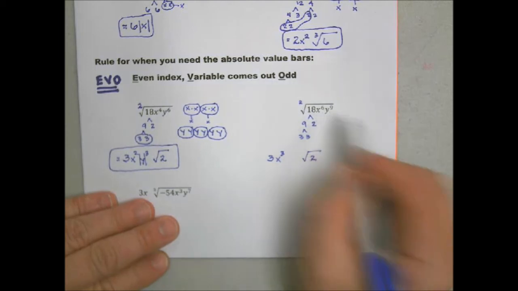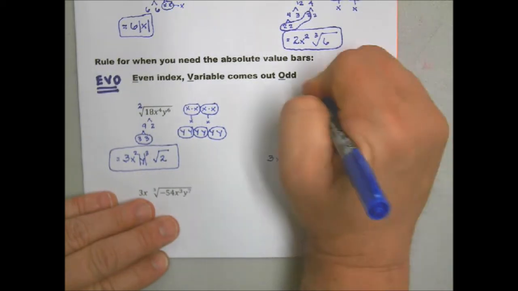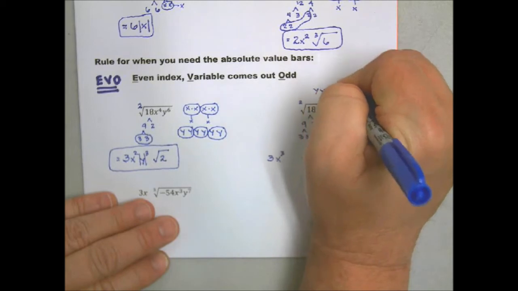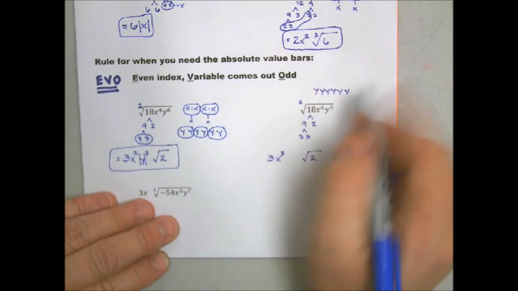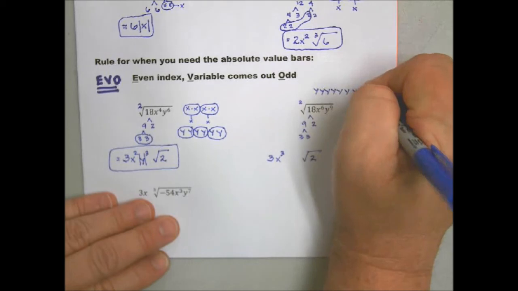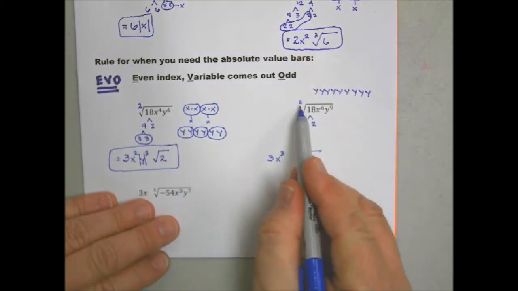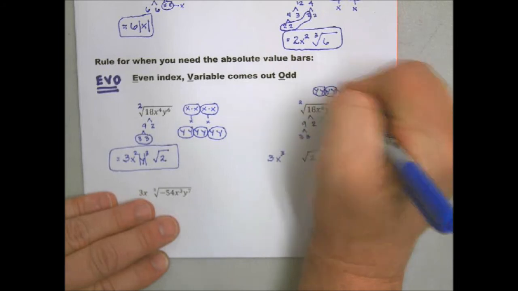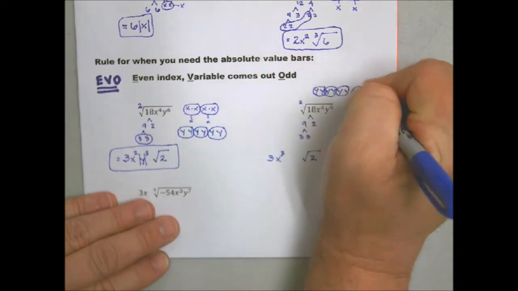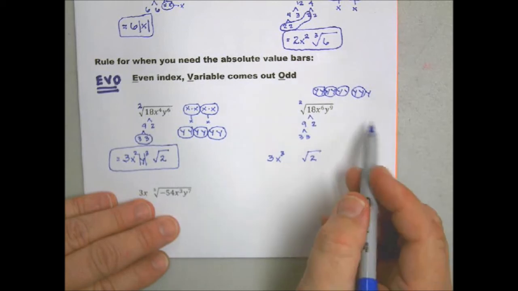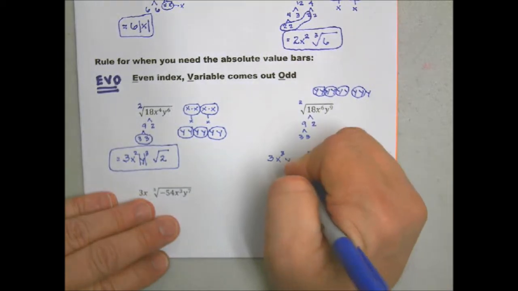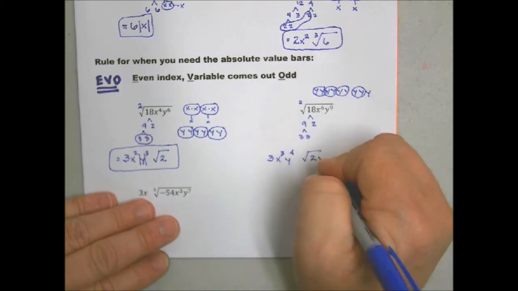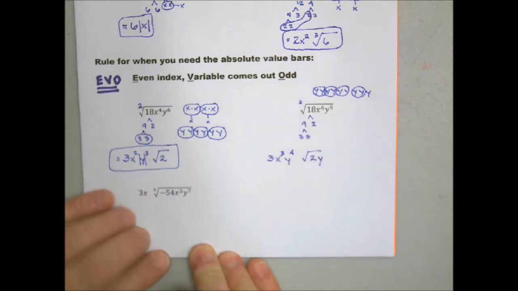Now, y to the 9th, this one might be good if I expanded this. Y to the 9th would simply be 9 y's: 1, 2, 3, 4, 5, 6, 7, 8, 9. And since I'm dealing with square roots, I'm going to pair them up. Four of them are going to come out, so that would be y to the 4th power, and there's an extra y that stays on the inside.